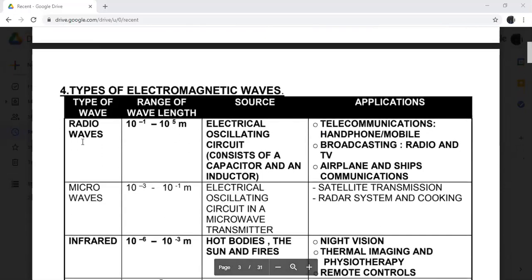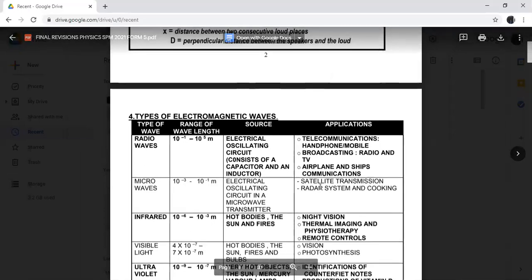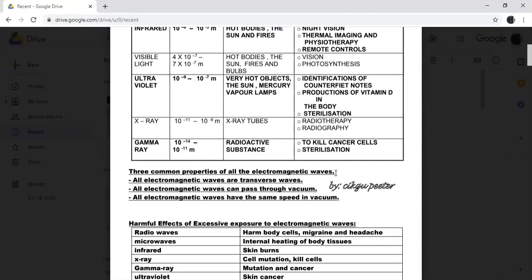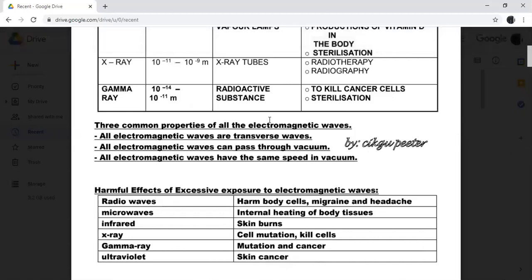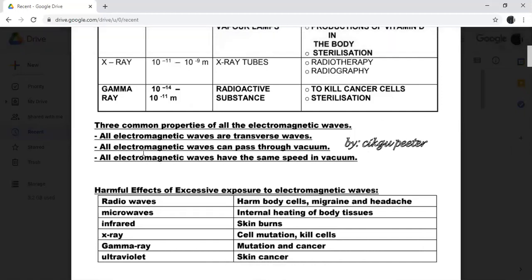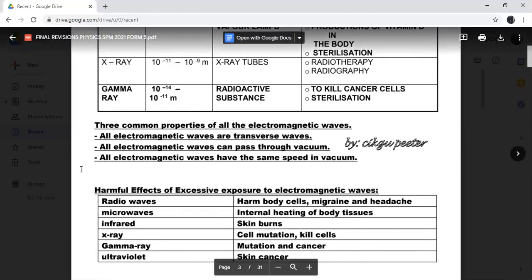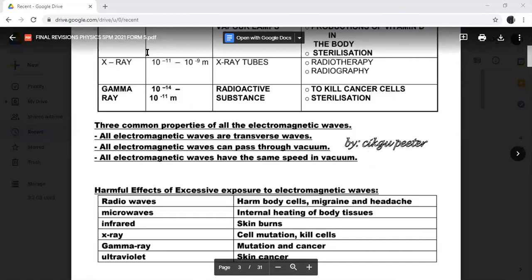Okay, types of electromagnetic waves. I think most of you are very good at this, so I'm not really worried about this part. So go through all the examples. Look at this. The three common properties of all the electromagnetic waves. Number one, all electromagnetic waves are transverse, as you all know. They can pass through vacuum, and they have the same speed in vacuum. The speed of light. All of them will have the speed of light, which is 3 times 10 to the power of 8 meters per second. The same thing. Okay, next.